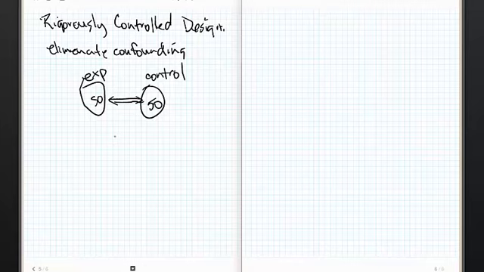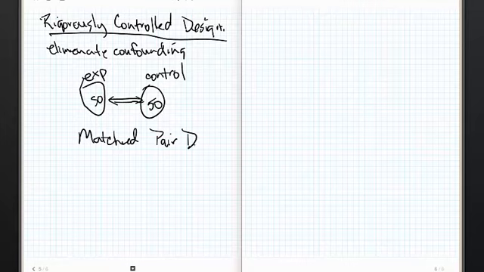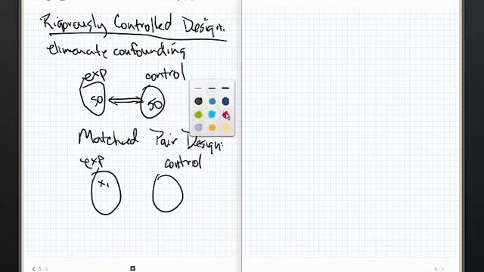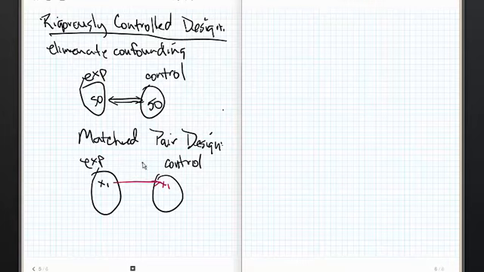Another way to do this, think of this as a tertiary level, is called a matched pair design. This is another rigorously controlled design technique. And think about how much work something like this would take. I have my experimental group. I have my control group. Let's say that I've got data value x1 over here. I want to make sure that I have data value x1 over here that looks as much like this guy as possible.